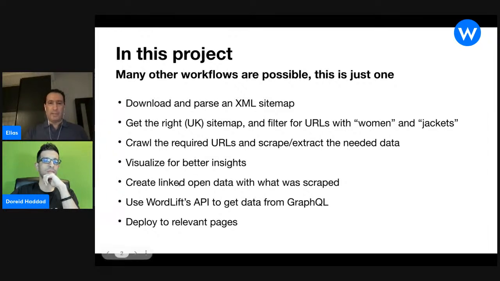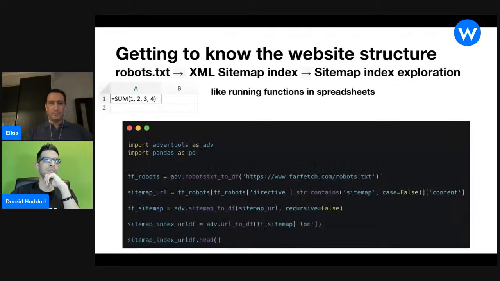Then we're going to create the linked open data with what we have scraped, and we're going to use WordLift's API, and then we're going to see how to deploy to the relevant pages. Okay, so let's start with the steps that we took to run this.